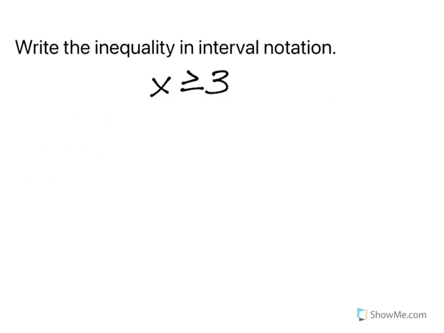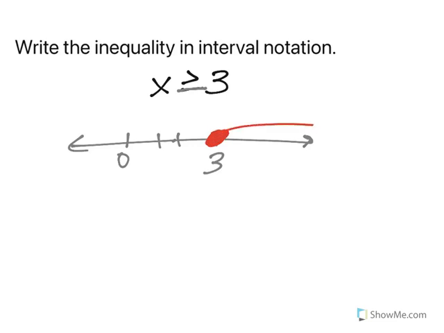Let's do a couple. Write the inequality in interval notation. Sometimes it is also helpful, if you are a visual learner, to graph this on a number line first. So if we think about a number line, here's 0, and so 1, 2, here's 3. We see the equal sign, which means it's included. So 3 is included, and we want greater than 3, so we're going off to the right.